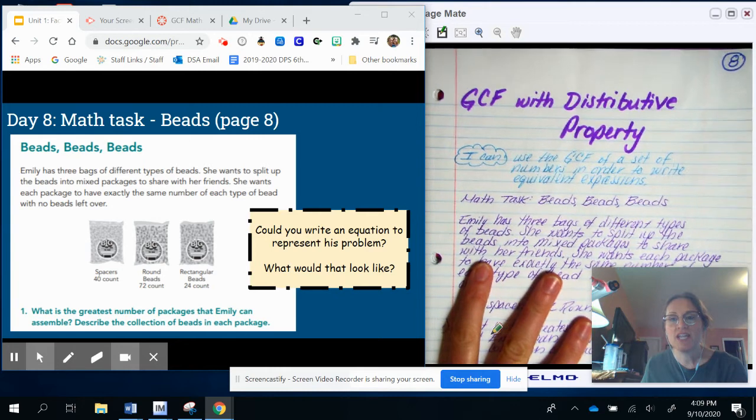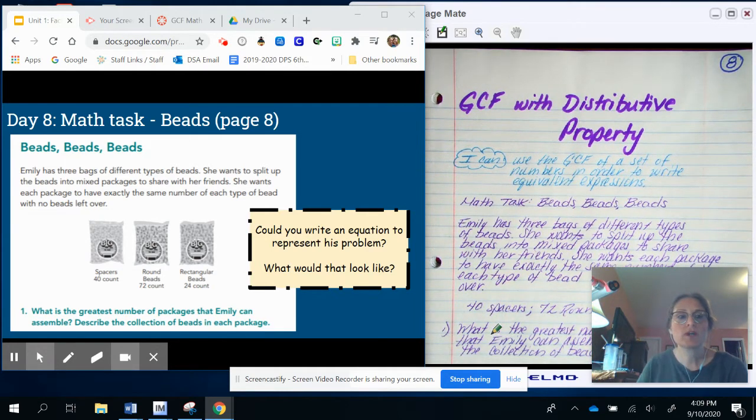I'm on page 8 in our notebook. We're working on beads, beads, beads. Emily has 3 bags of different types of beads. She wants to split up the beads into mixed packages to share with her friends. She wants each package to have exactly the same number of each type of bead with no beads left over.